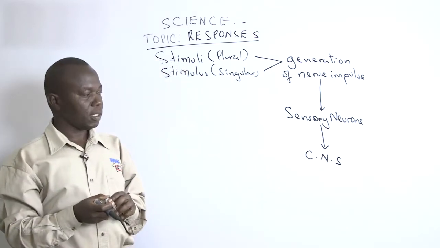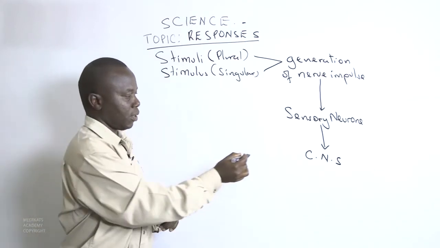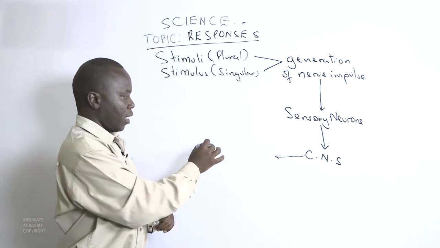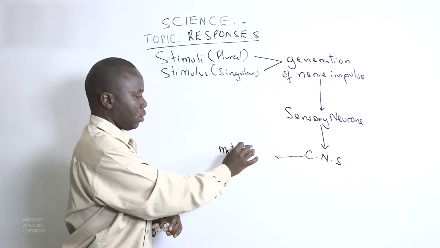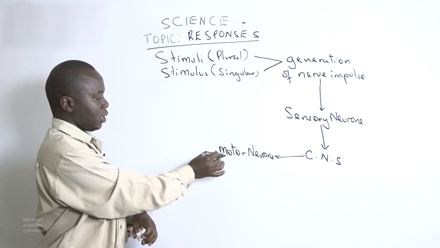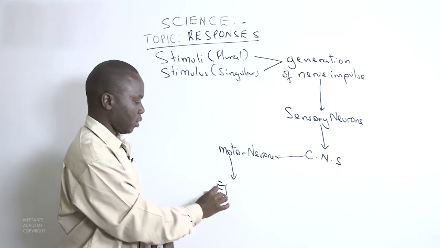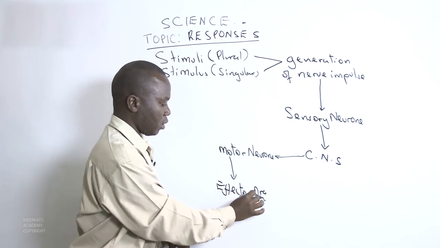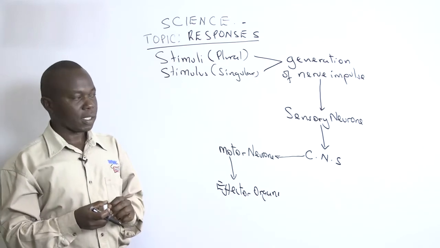The central nervous system, we said, is majorly made up of the brain and the spinal cord. And then from the central nervous system, through the motor neuron, that impulse will reach effector organs, and the appropriate response will be generated.